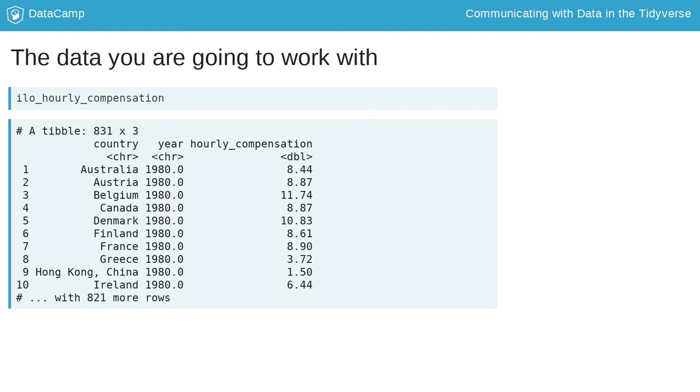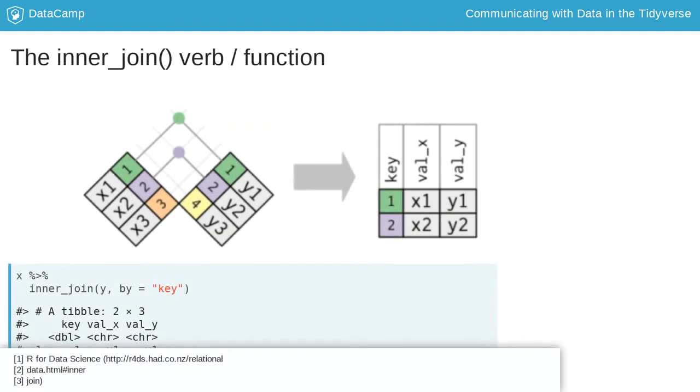As a first exercise, you are going to combine both datasets into one. So each row shows both indicators for each country and each year. For this, you're going to use the inner join verb, also called function, from dplyr. So with the inner join function, rows from two datasets are matched based on a common key. Rows that are not contained in both datasets are lost in this operation, so only matching rows are retained.